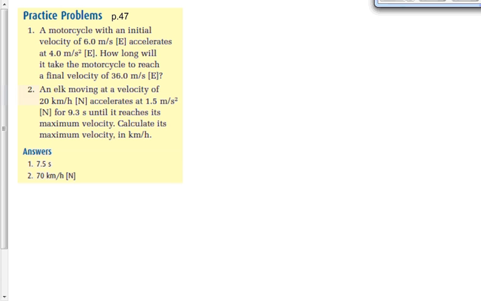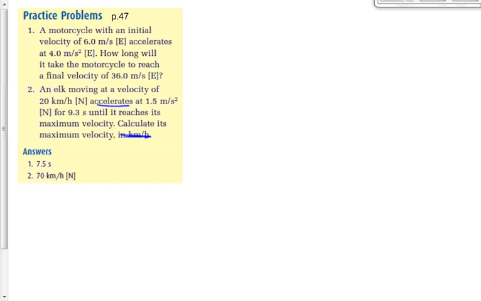Let's take a look at number 2 as a group here. It says an elk moving at a velocity of 20 kilometers per hour accelerates at 1.5 for 9.3 seconds until it reaches its maximum velocity. What's its maximum velocity? I don't care about the kilometers per hour. Meters per second is fine right now. Is this a group A or group B problem? Before we go anywhere else, group A or group B? Constant velocity or acceleration?